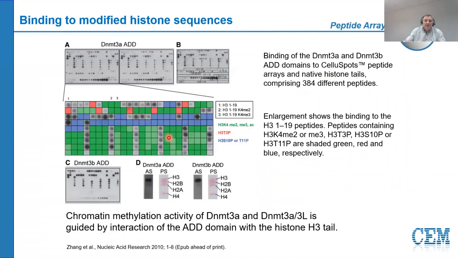Histone peptide arrays are a valuable tool that can be used to screen antibodies, proteins, and enzymes for interaction with histones and their post-translational modifications. So this one shows you the binding of histone methyltransferase to a set of 384 different peptides on a cellulose membrane, and you can have these, of course, on the CelluSpot discs as well.